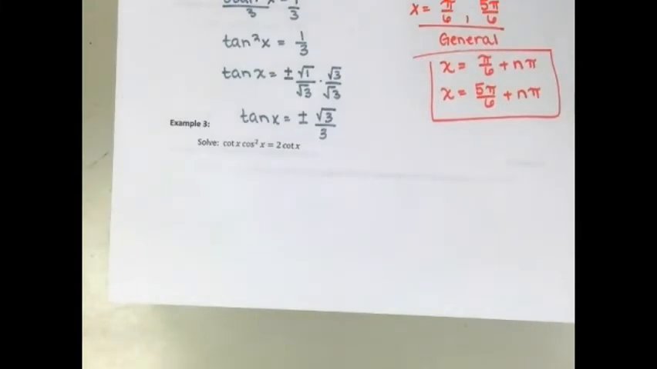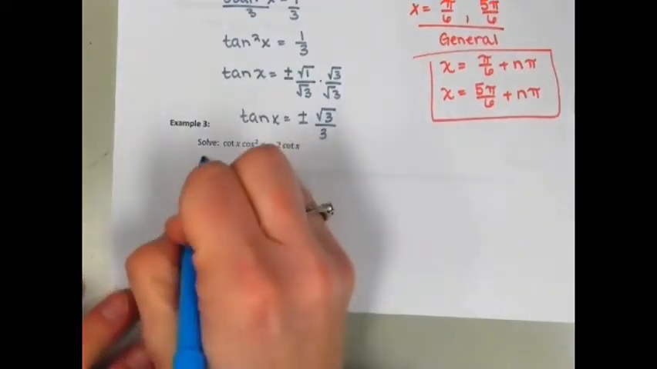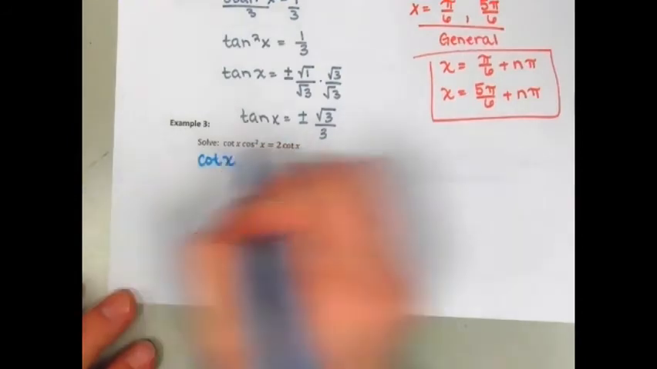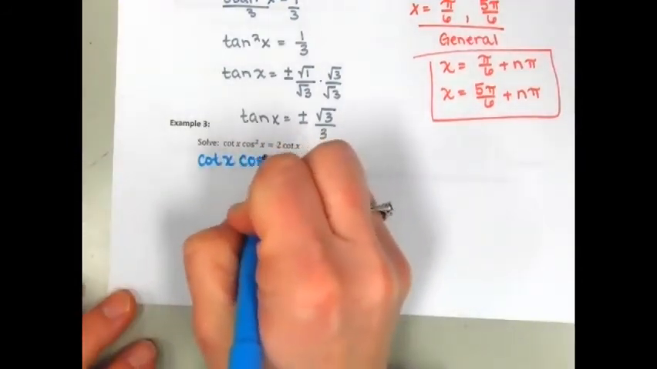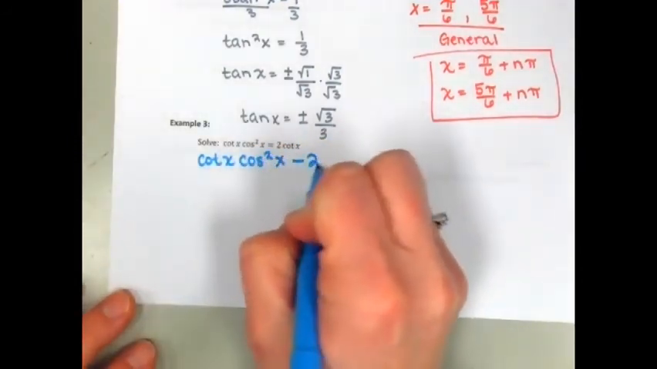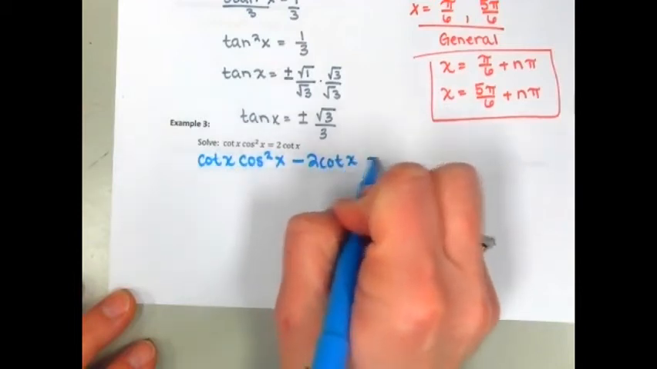Okay, so looking at here, cotangent x times the cosine squared x equals 2 times the cotangent x. What do you guys think you're going to have to do with this first? Huh? Move the cotangent over. And how would I move 2 cotangent x over? Subtract it. Perfect. So we have cotangent x times cosine squared x minus 2 times the cotangent of x equals 0.